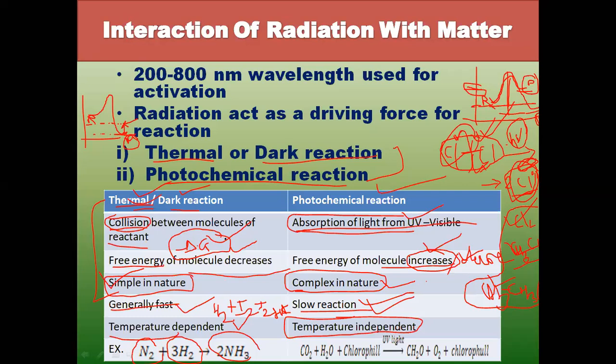And for photochemical reactions, photosynthesis is a very good example. Then the visual process by our eyes: by using visible light and the retinal interaction, the cis and trans configuration is changed there.